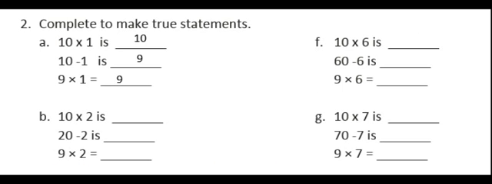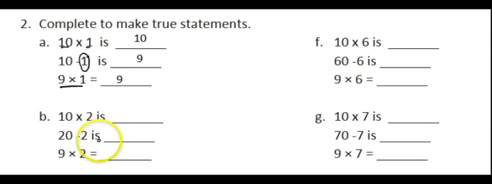The next section shows a pattern that students can use when they're trying to memorize their 9 facts. If we look at the first problem, it's showing us 9 times 1. Well, 9 times 1 is the same thing as 10 times 1 minus 1. So since 10 times 1 is 10, and then 10 minus 1 is 9, 9 times 1 is 9.